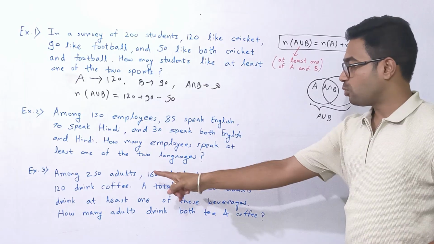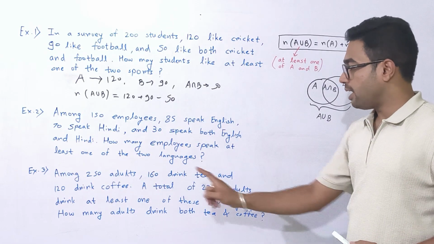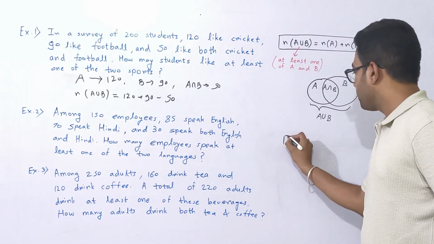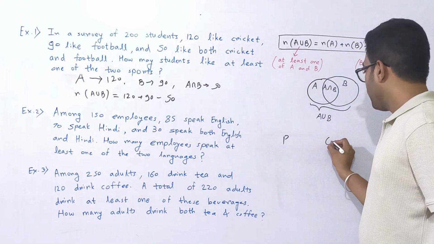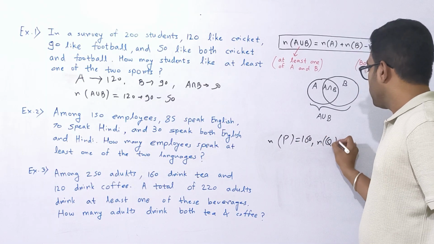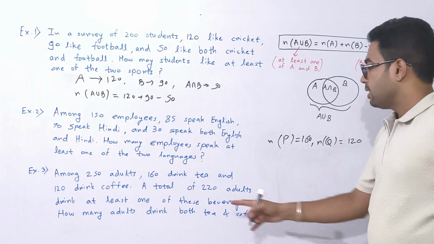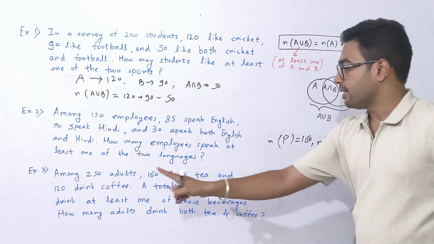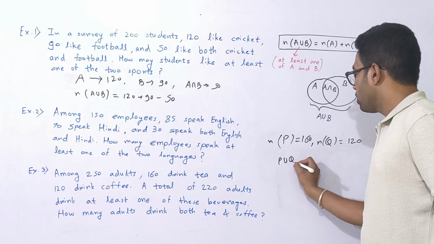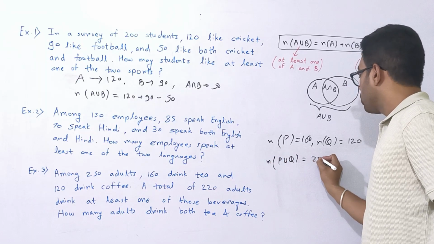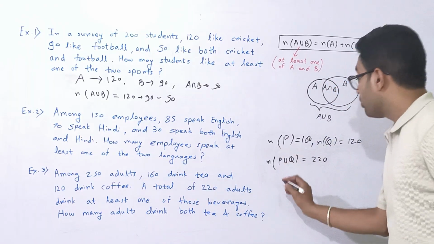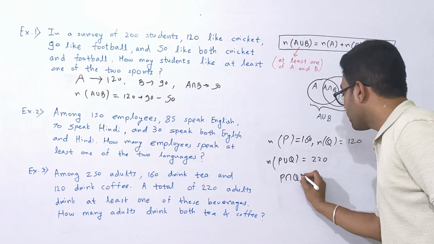So next example is, among 250 adults, 160 drink tea and 120 drink coffee. So let's denote people who drink tea by P and people who drink coffee by Q. So N of P is given as 160 and N of Q is given as 120. The next sentence is, a total of 220 adults drink at least one of these beverages. At least one of these means P union Q is given as 220. The question is, how many adults drink both tea and coffee? Both tea and coffee means P intersection Q.